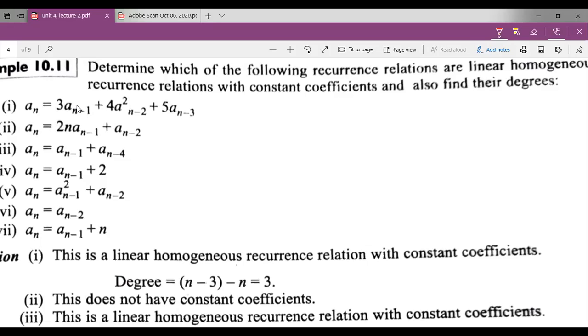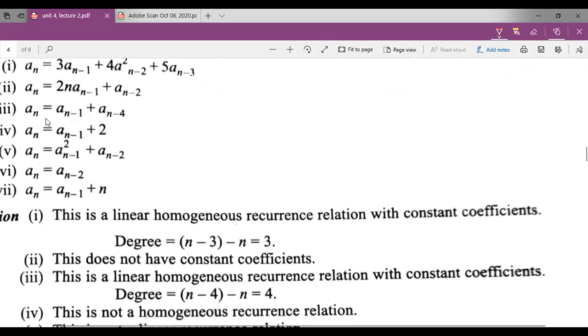So this is not a linear homogeneous recurrence relation, because here the term aₙ₋₂ is squared. The degree of this equation is 3, from aₙ₋₃. Going to the second one: aₙ = 2n aₙ₋₁ + aₙ₋₂. Here the coefficient 2n is not a constant coefficient, so this is not a linear homogeneous recurrence relation.